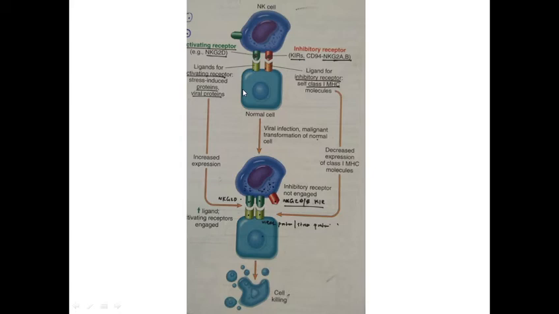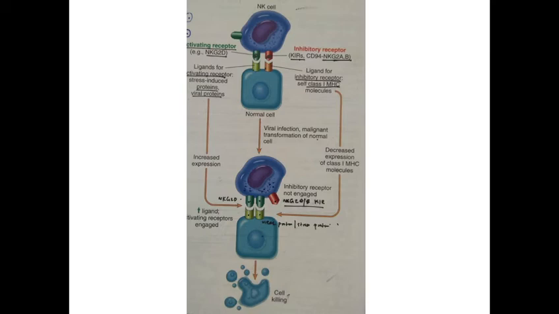Now let us see how the natural killer cells work. These natural killer cells have killer inhibitory receptors. These killer inhibitory receptors recognize MHC class 1 molecules. So normal cells which sufficiently express MHC class 1 molecules activate killer inhibitory receptors, while virus infected cells and cells in which malignant transformation has occurred have reduced expression of class 1 MHC molecules.